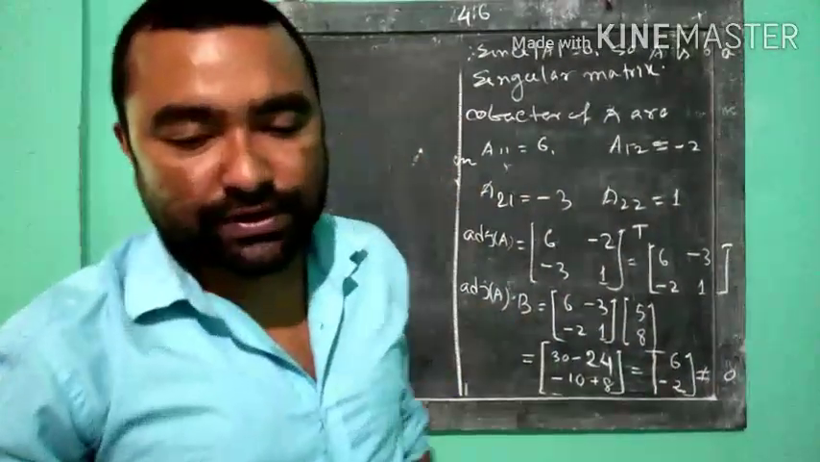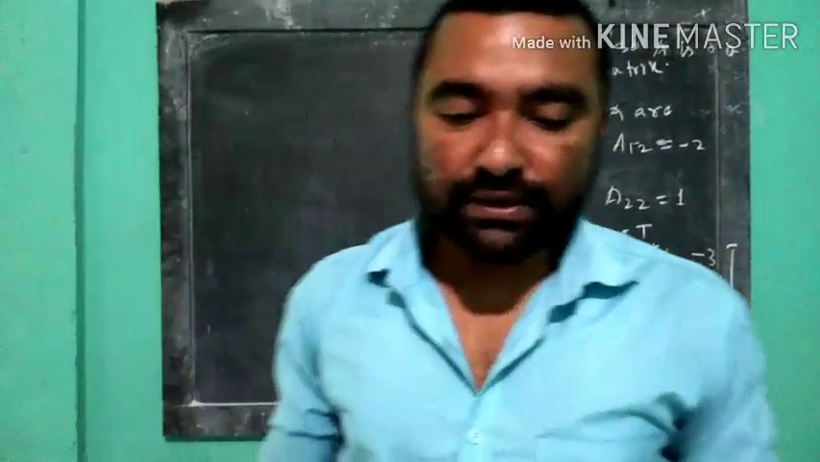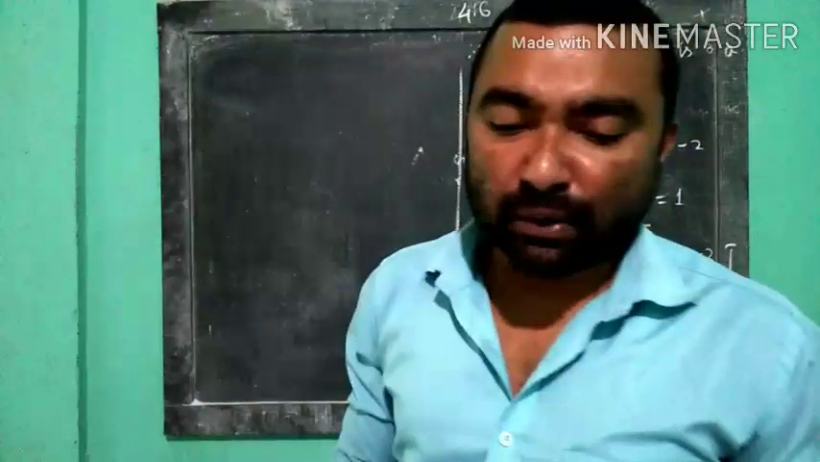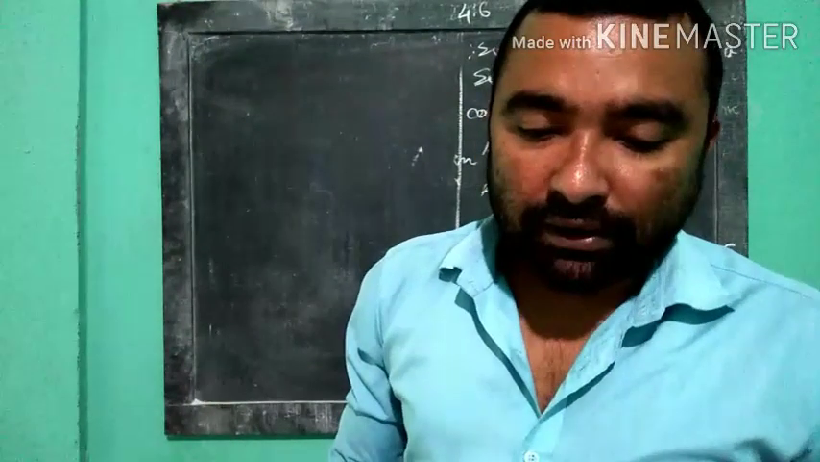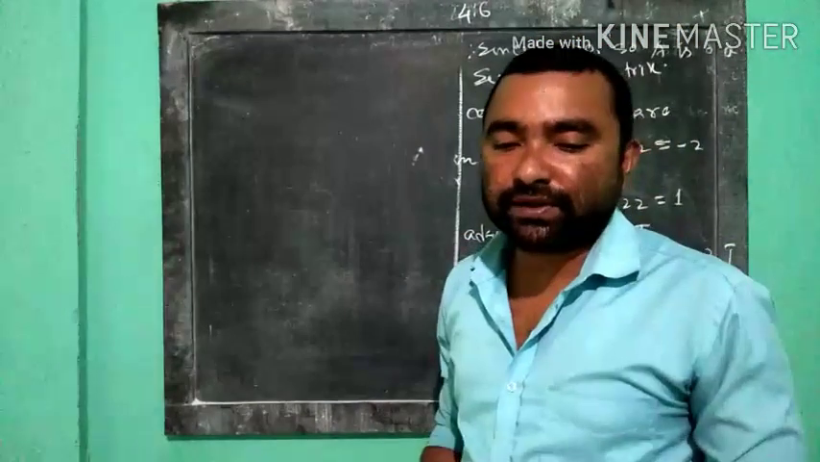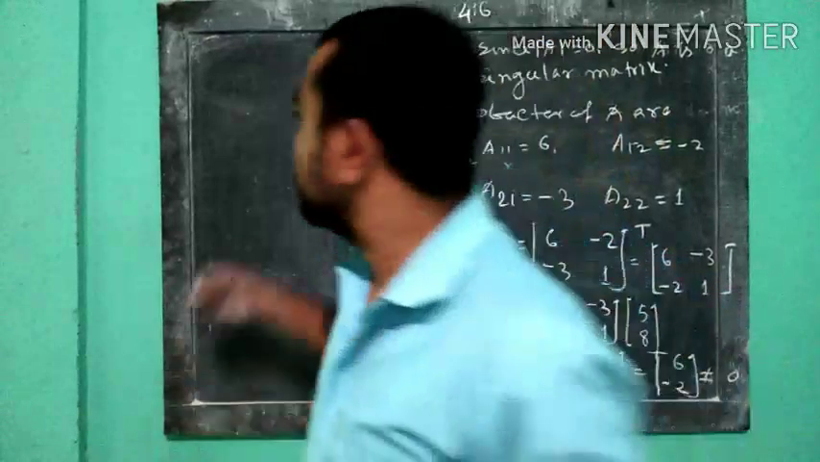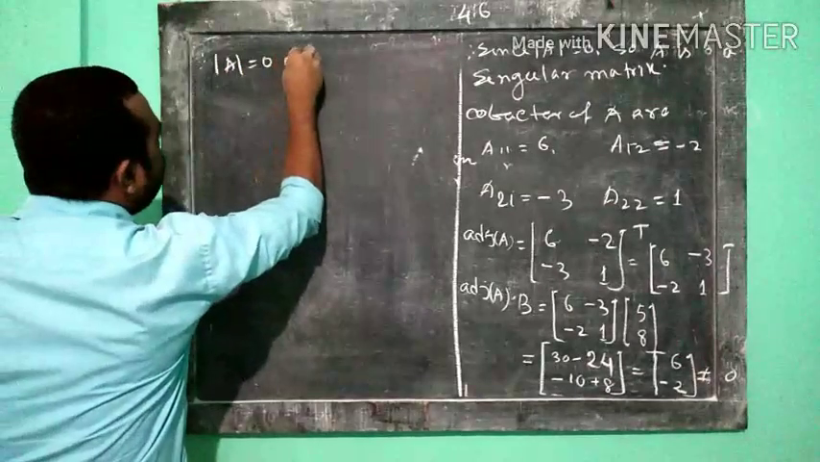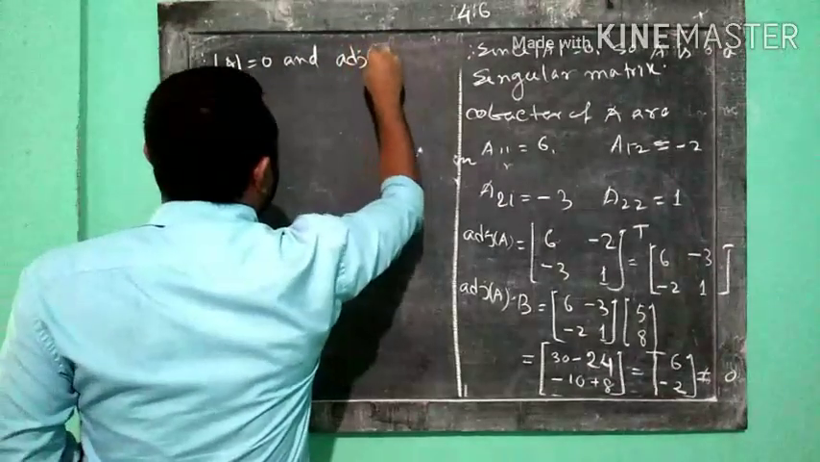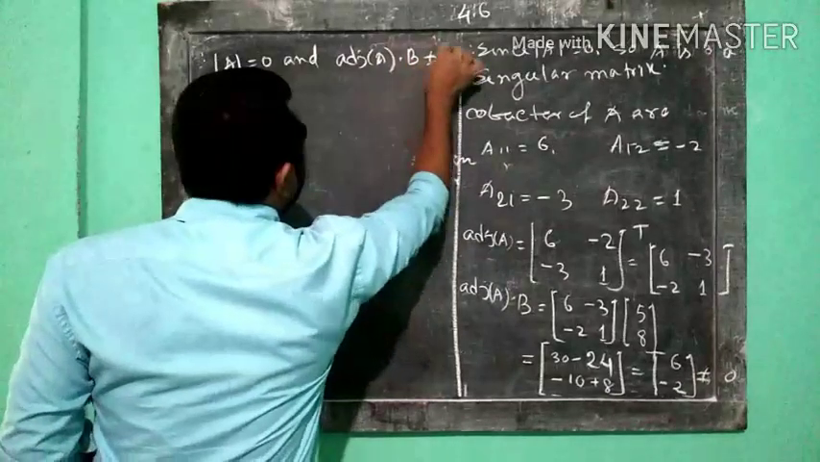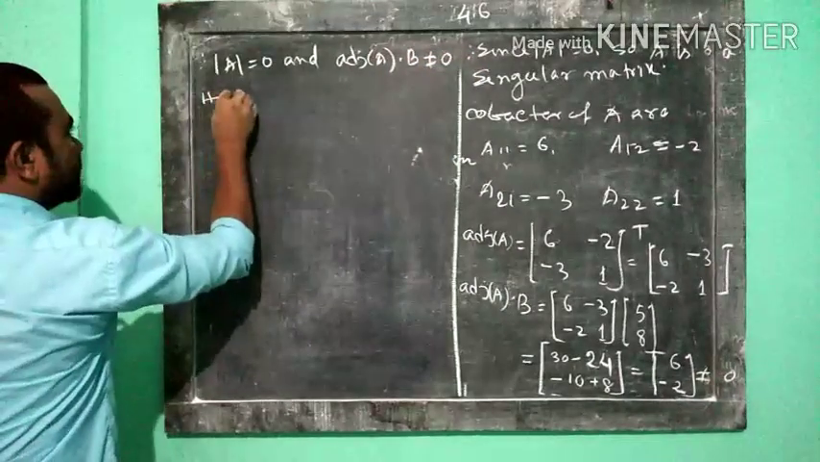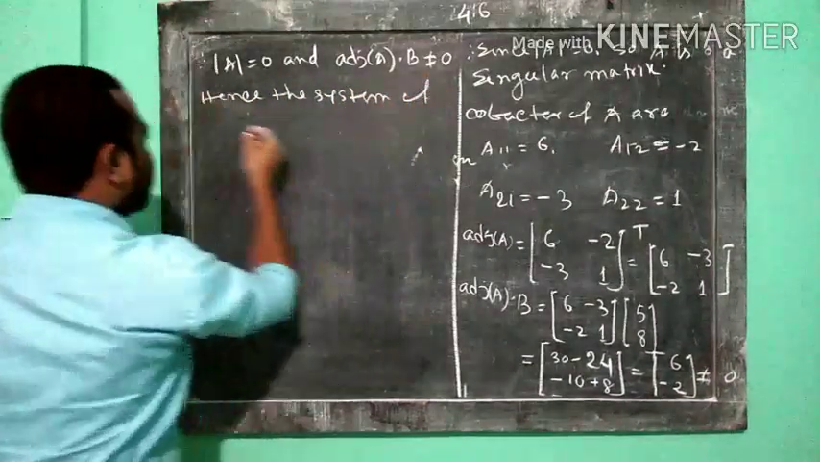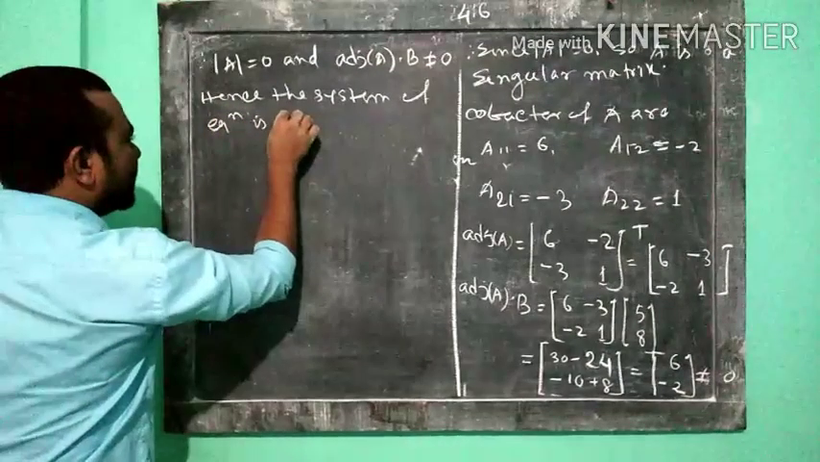So in which condition? How do we say here? Since the determinant of A equal to 0 but adjoint of A into B not equal to 0, hence this system of equation is inconsistent. Therefore we have determinant of A equal to 0 and adjoint of A into B not equal to 0. Hence the system of equation is inconsistent.